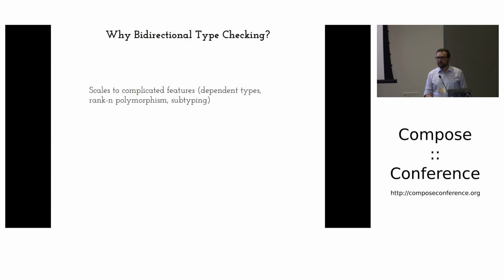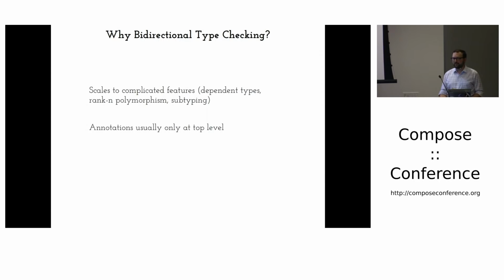So in particular, why do we want it? Well, first off, it scales to complicated features much more readily than many other strategies. In other words, you can use a bidirectional type checker to implement a dependent type system. You can use it to implement polymorphism of arbitrary rank. You can use it to implement systems with subtyping. And before you start poo-pooing all those object-oriented people, realize that if you're writing a dependent type system with a cumulative hierarchy of universes, then you're going to need subtyping.